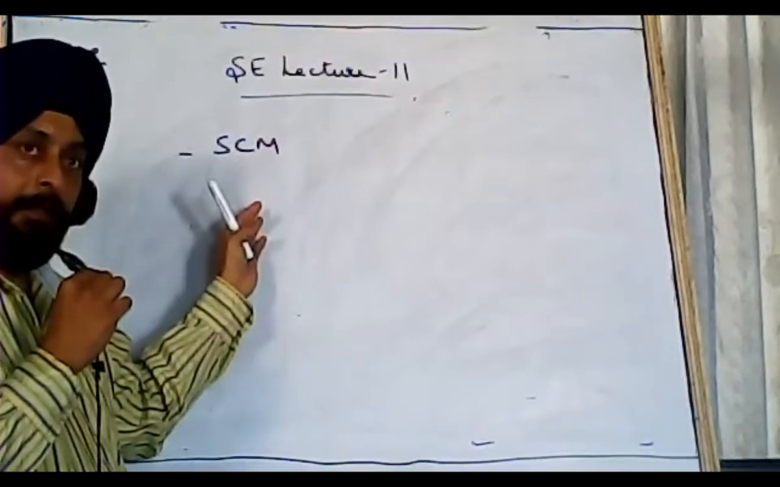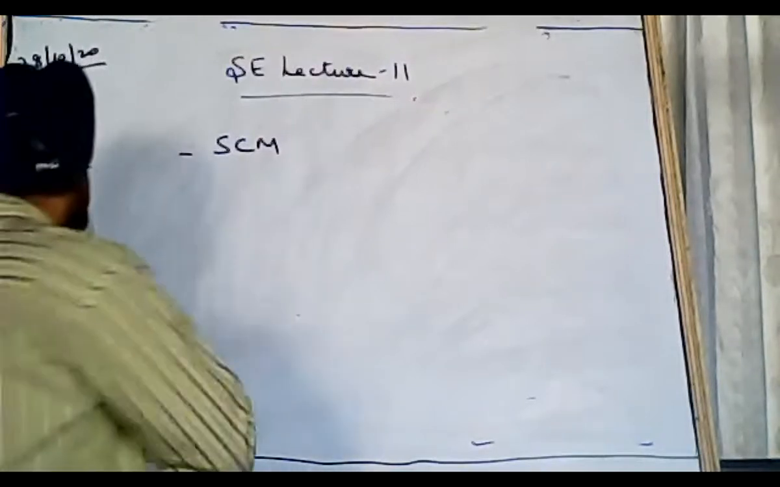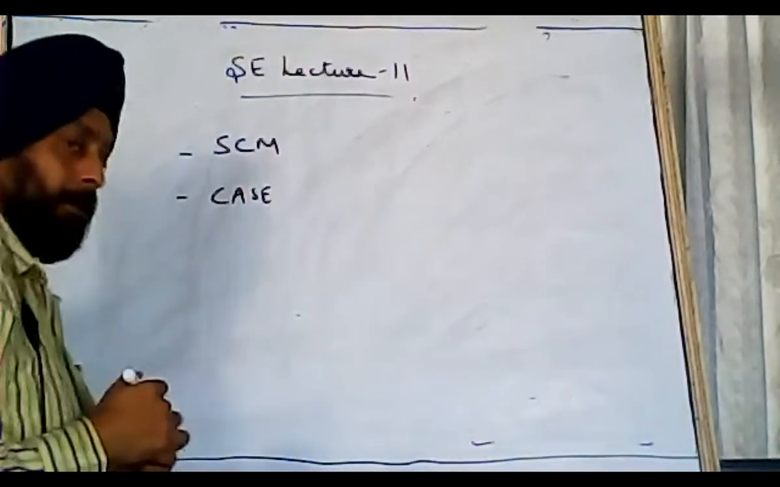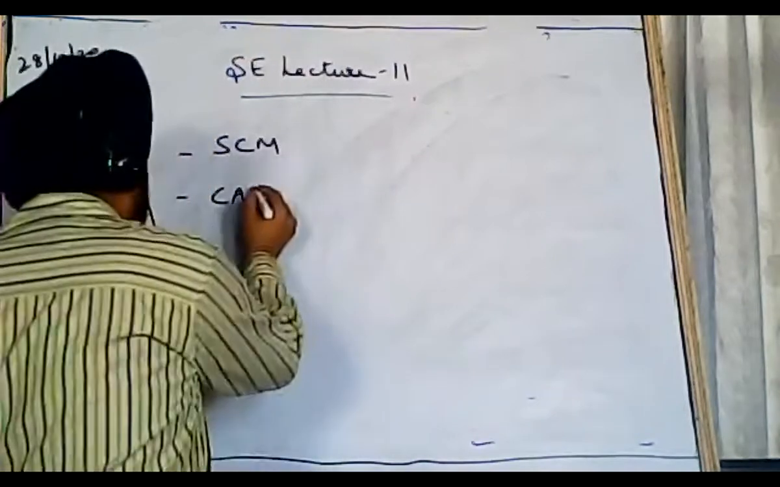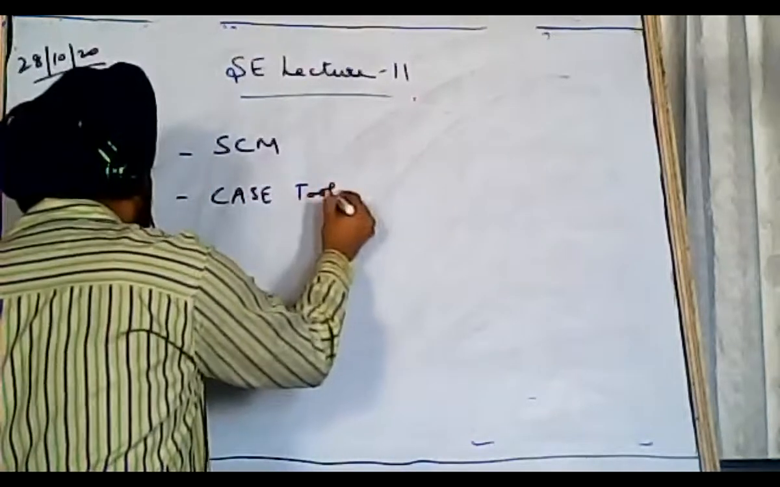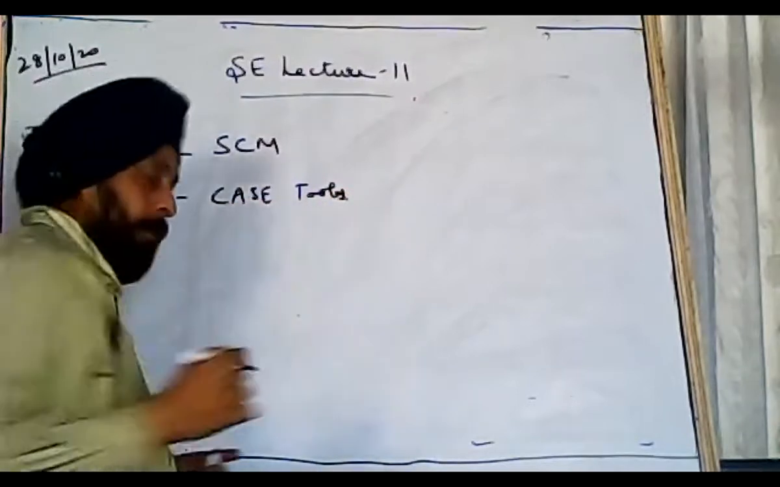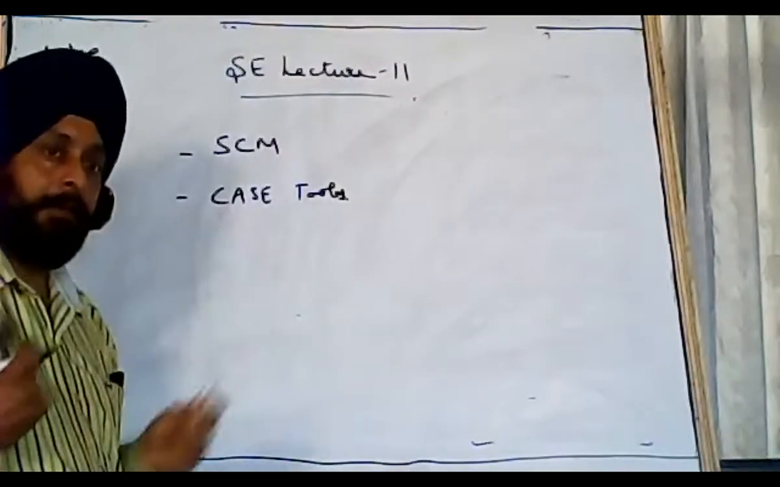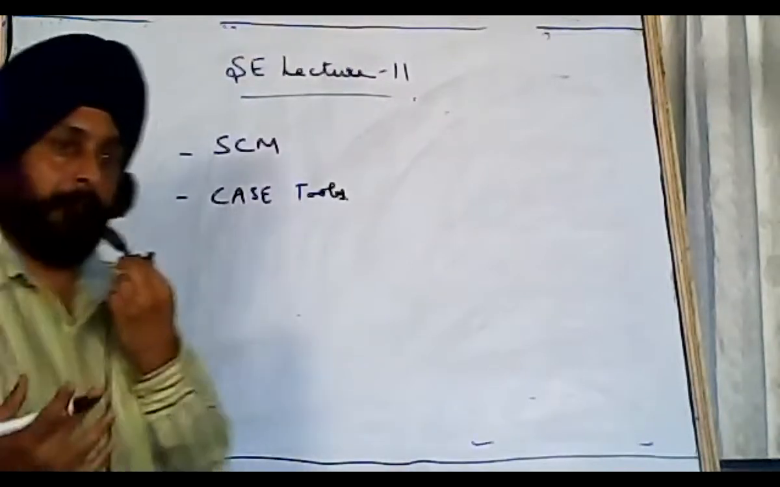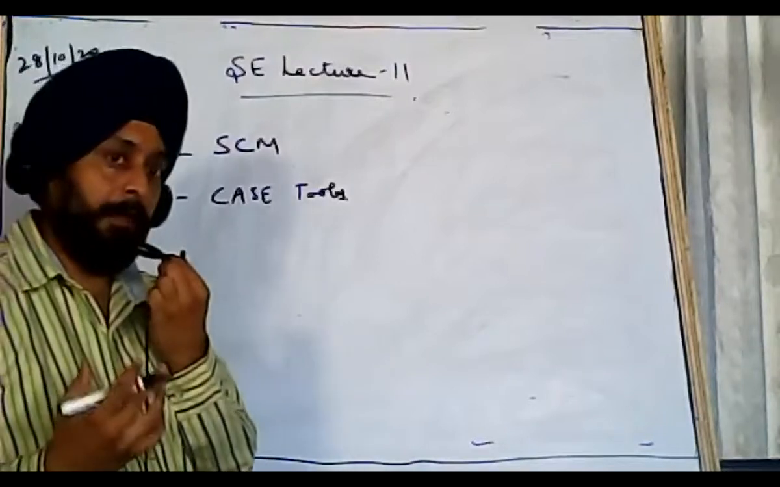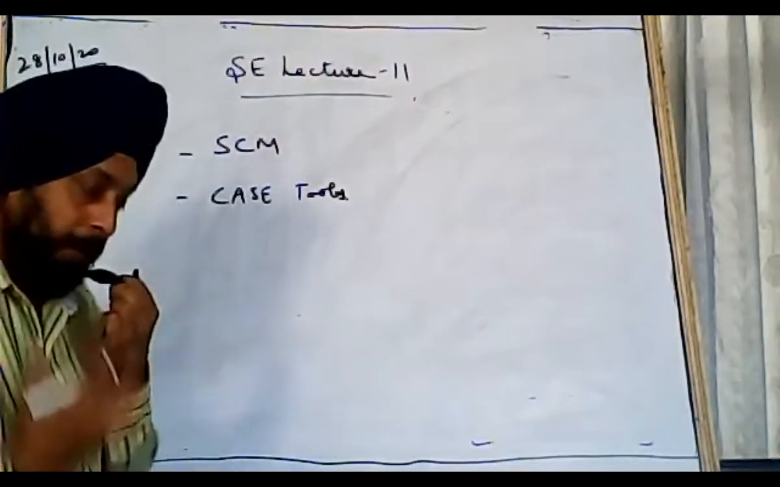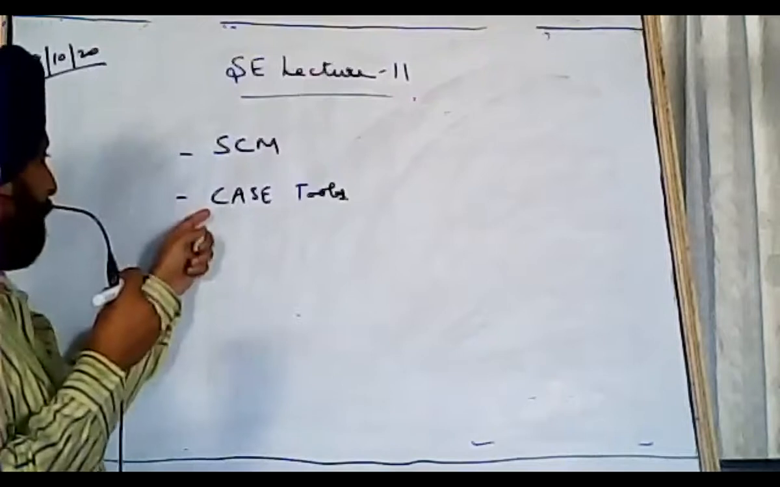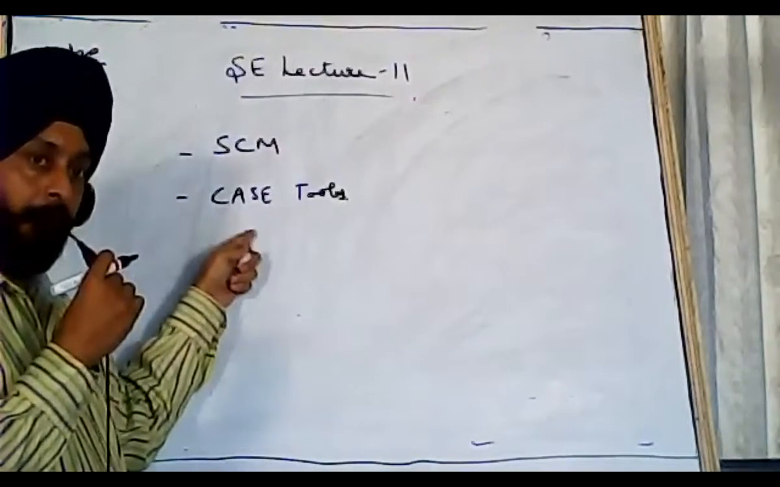Then we will study some CASE tools, that is, computer aided software engineering tools. How these computer aided software engineering tools are available. They help you to manage your software at the different levels, at the different stages. Different tools are available, so we make use of those tools and we manage our software.